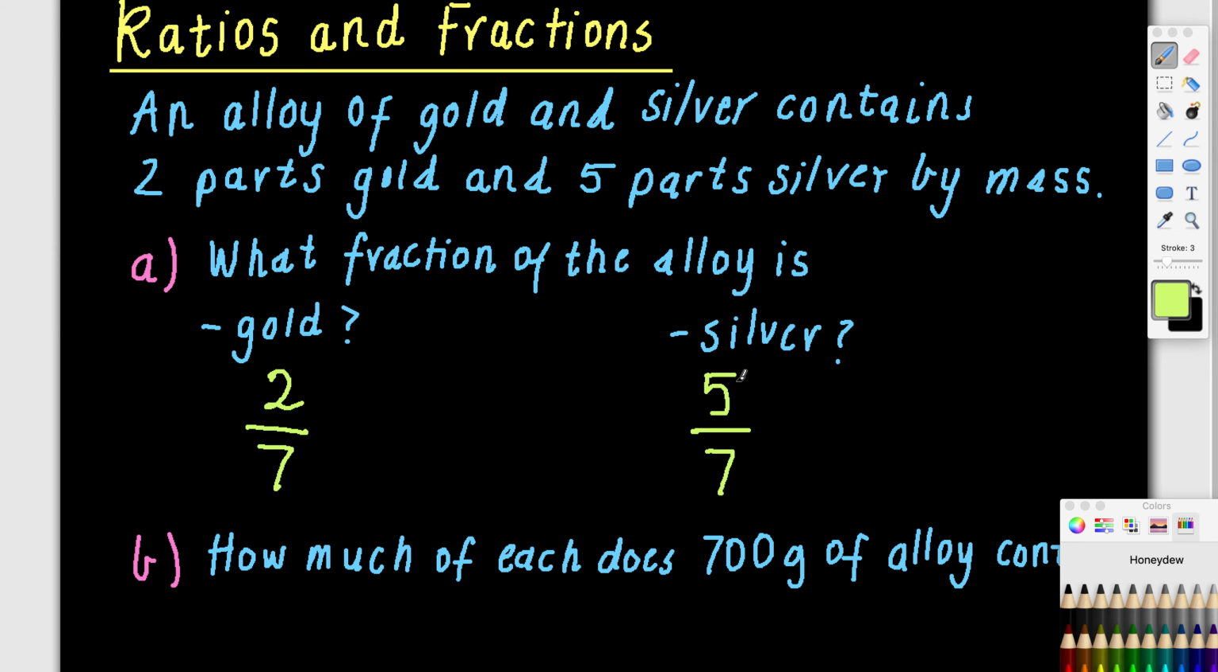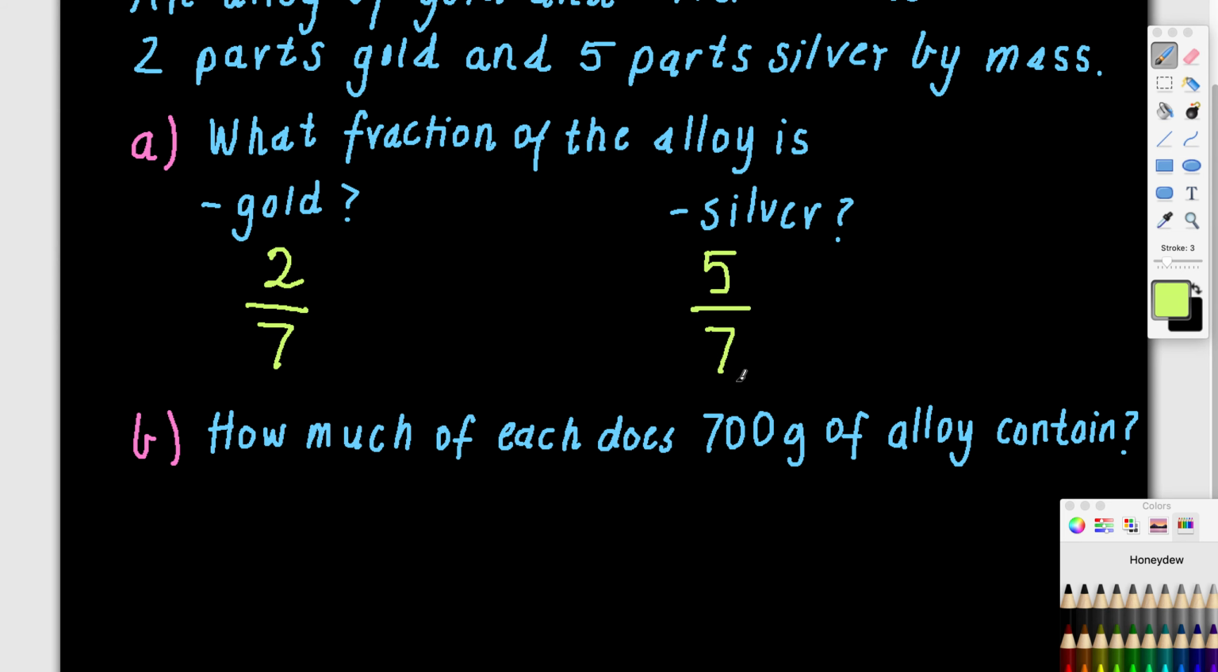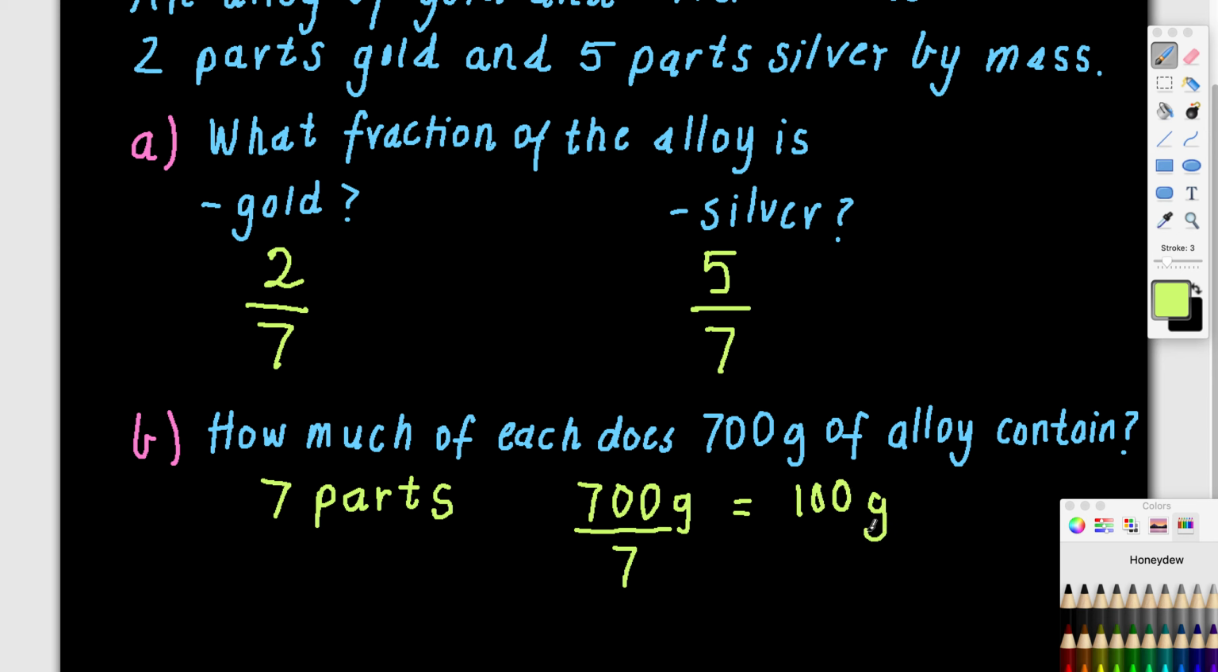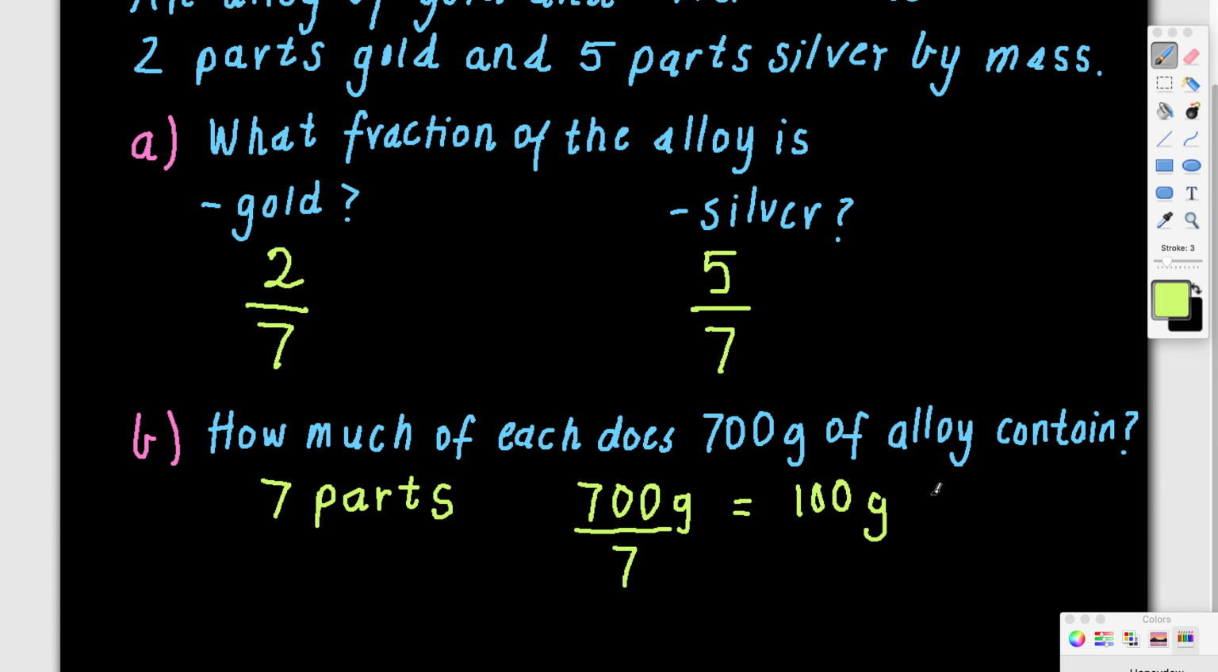Now, if we consider the next question, how much of each does 700 grams of the alloy contain? First of all, we know that in the alloy there's 7 parts altogether. So we can add up our 2 parts gold and 5 parts silver. So what we can do is we can take our total, our 700 grams, and we can divide that by 7 so that we can see how much each part is. So once we do that, as you can see, 700 divided by 7 will give us 100. So each part is 100 grams.